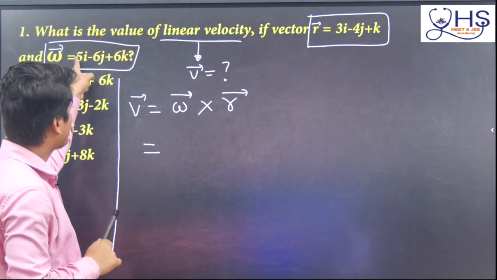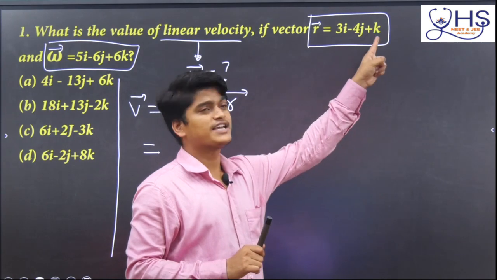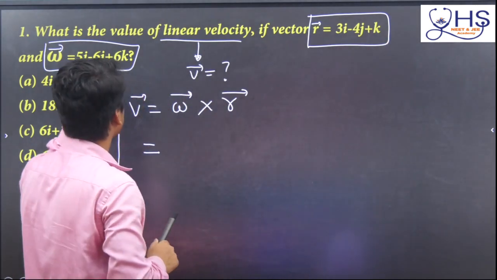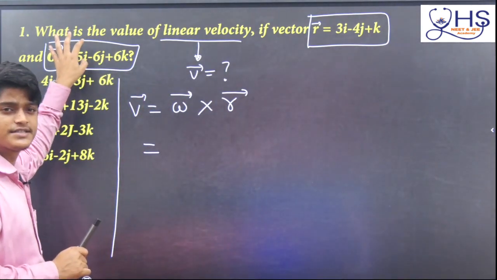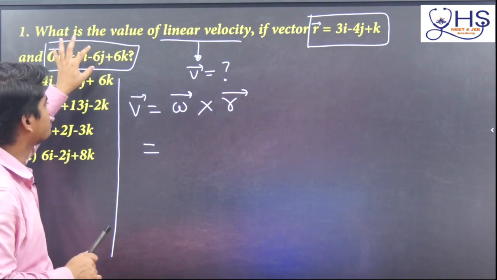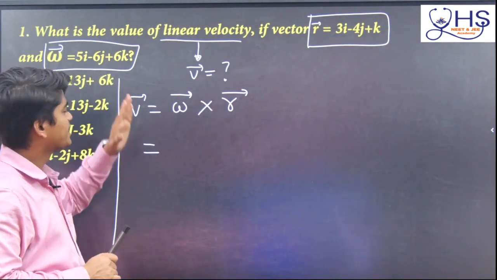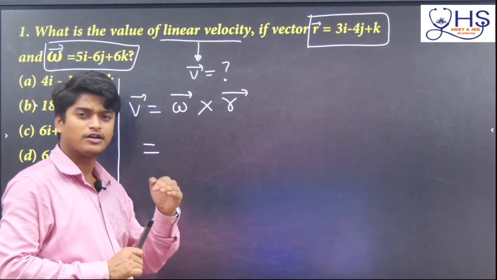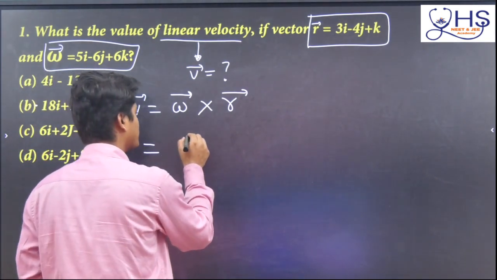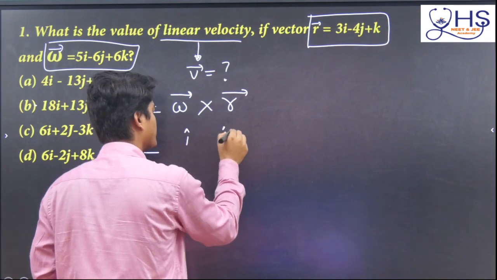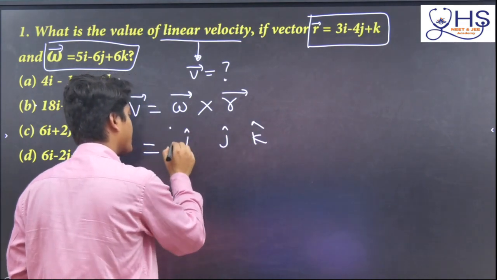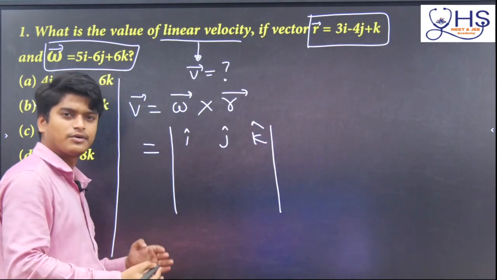Now in this component form, you see, i j k is called the Cartesian coordinate. I cap stands for the unit vector along the positive x-axis, j cap stands for the unit vector along positive y, and k cap stands for the unit vector along positive z. So first you write what? If component form is given, you write i, j, k like this in a determinant format.